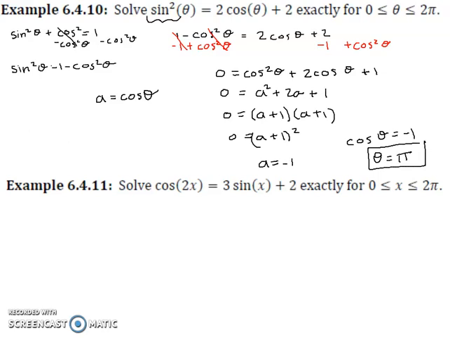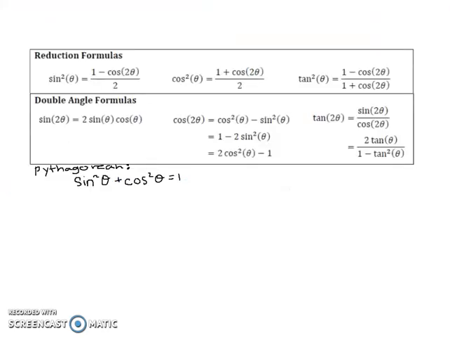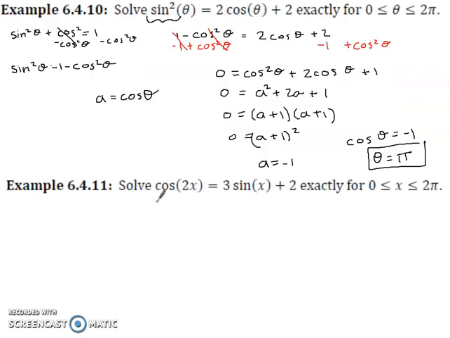For example number 6.4.11, I'm going to go ahead and use one of my double angle identities, and I do want everything in terms of a single trig function, which would be sine. So I'm going to replace my cosine of 2 theta with 1 minus 2 sine squared theta. So this will be 1 minus 2 sine squared theta, or in this case we are talking about x, so sine squared x is equal to 3 sine of x plus 2.